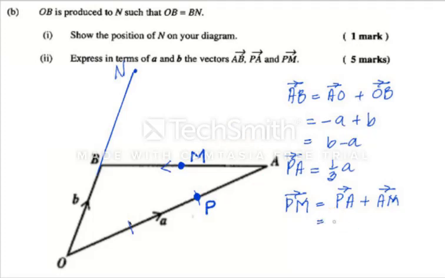PA, we just discovered, is 1/3 of A, and AM is a half of AB. AM is a half of AB, so AM is a half of B minus A. Remember, AB is B minus A, and AM is a half of AB, so AM is a half of B minus A.